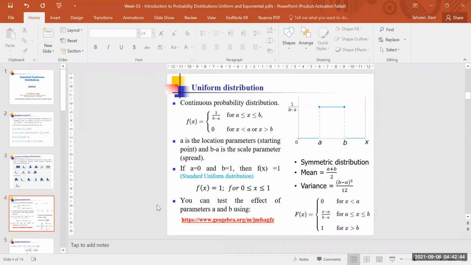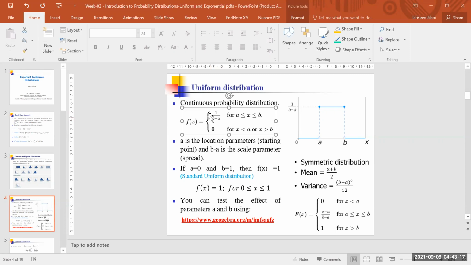First thing is uniform distribution. Uniform distribution is the first continuous probability distribution, and it has the form f(x) equals 1 divided by b minus a, where a is less than or equal to x less than or equal to b. That means a and b are some constant values. For example, if b is equal to 10 and a is equal to 5, the function will be 1 over 10 minus 5. It will be 1 over 5.